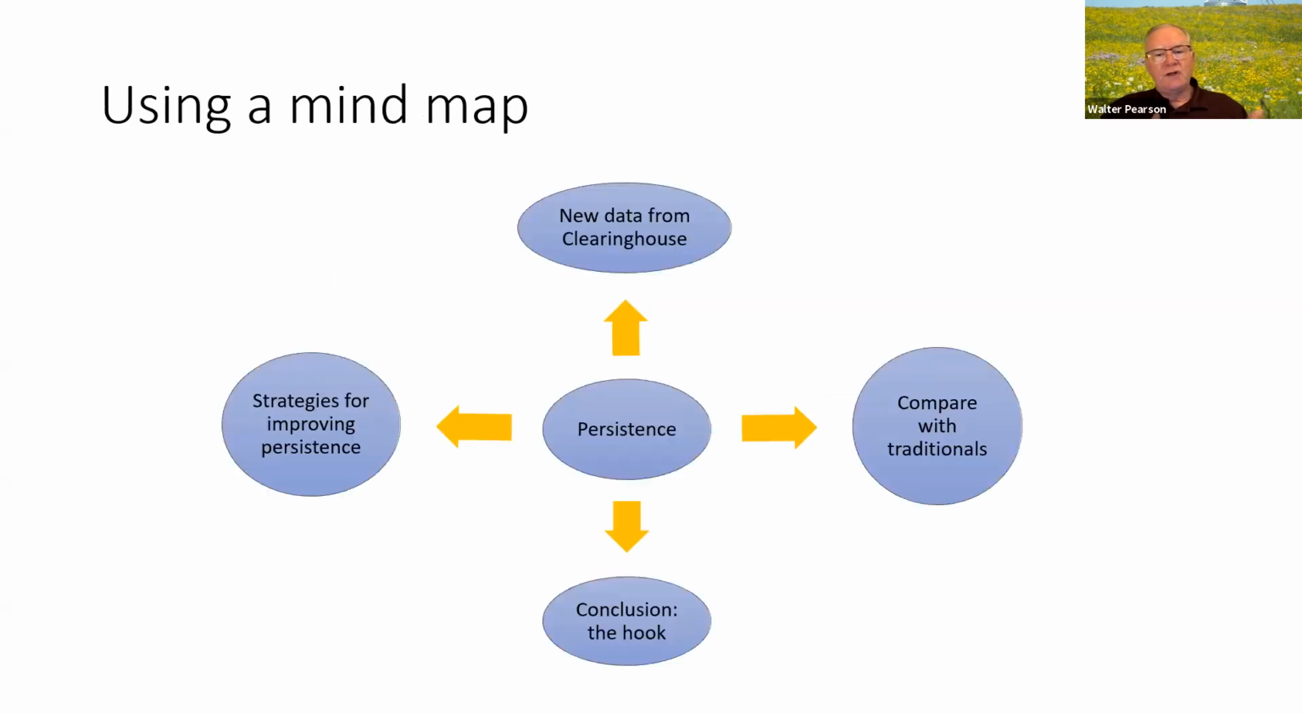So here's an example of a mind map. I recently wrote a piece about how you think about persistence with some data in the National Student Clearinghouse Research Center, which I thought was really interesting. I wanted to write about that. I knew that the focus of the article needed to be on persistence, and I wanted to compare it with traditionals. There are different approaches to working with traditional and non-traditional students. I wanted to make sure I included some strategies for improving persistence, and that I had a good hook for the article. This is not for the journal; it's for Evolllution. So that's an example of a mind map.